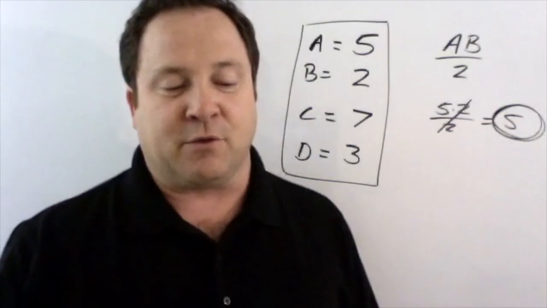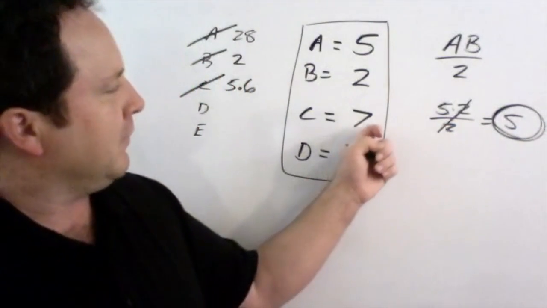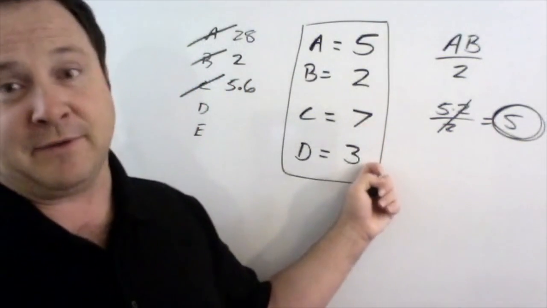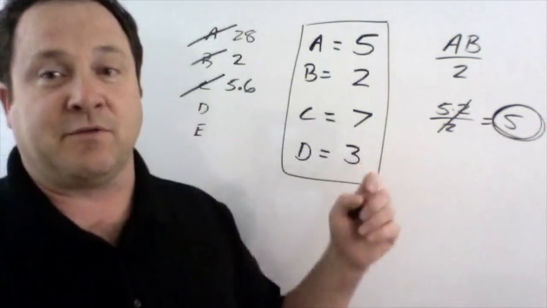Going to D. c squared minus d squared over 8. So c squared is 49 minus d squared, 9. So 49 minus 9 is 40.